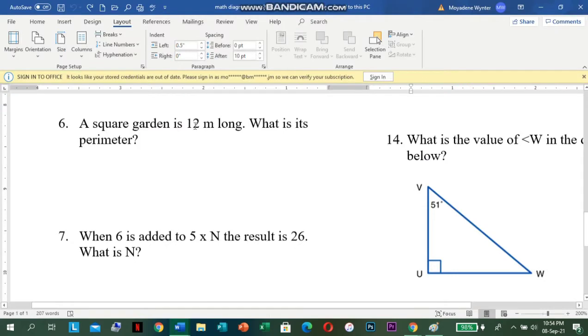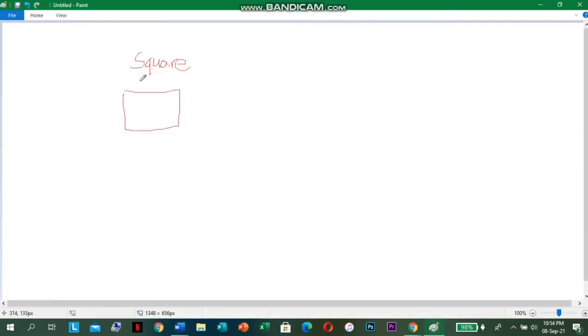So never mind my lines. So the word square, keep in mind this word square. Don't be tricked. And it says a square garden is 12 meter long. What is its perimeter?